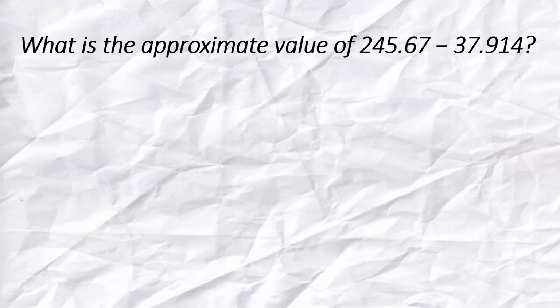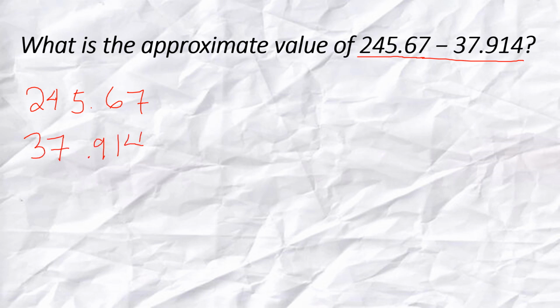For the next one, we have this problem. What is the approximate value of 245.67 minus 37.914? So we need to round off each given number to the nearest whole number. So we have the following numbers. For this decimal number, the number on the ones digit is 5.